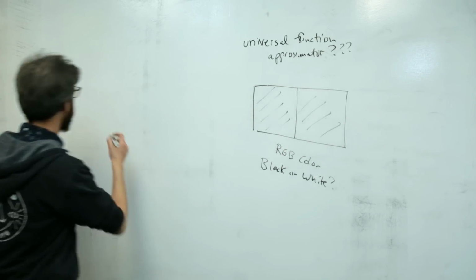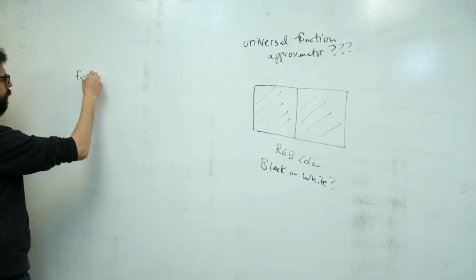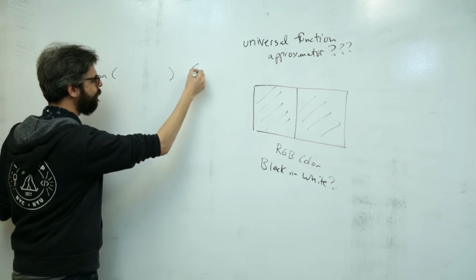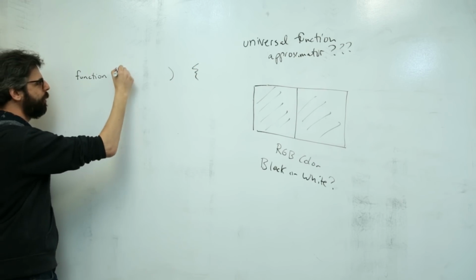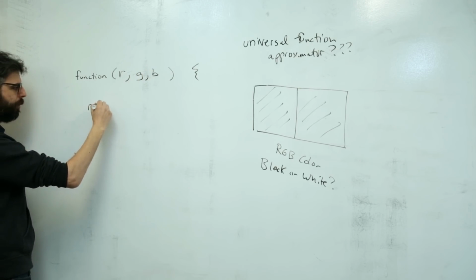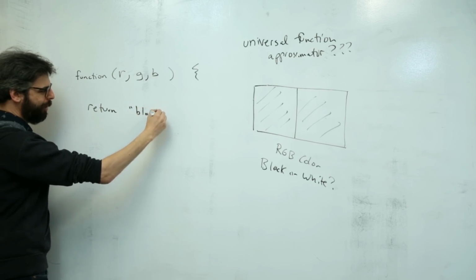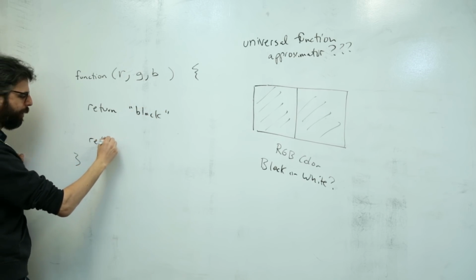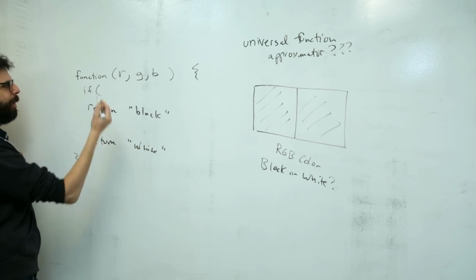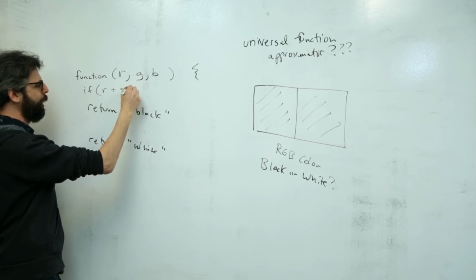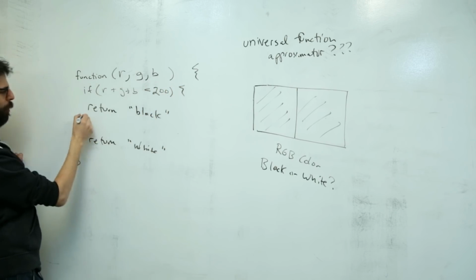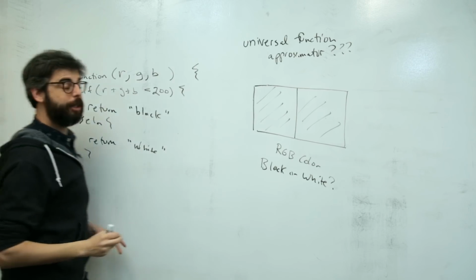And we could write a function, right? A JavaScript function. That JavaScript function takes as its arguments an R, a G, and a B. And what it does is it returns black, or maybe somewhere else in the function, it returns white. And maybe we just have this if statement. Maybe I'm doing something like if R plus G plus B is less than 100 or less than 200, return black, otherwise return white. So this is the idea.